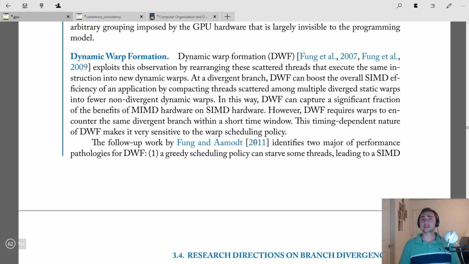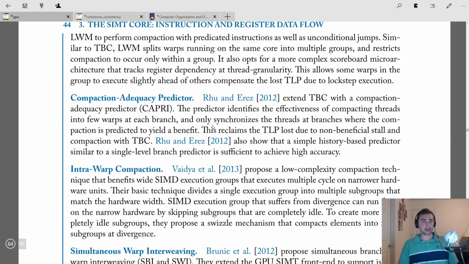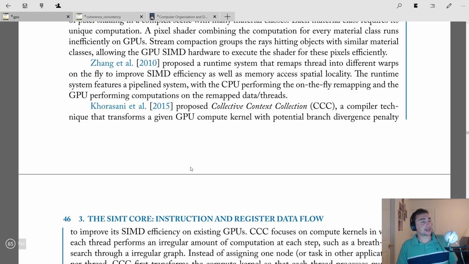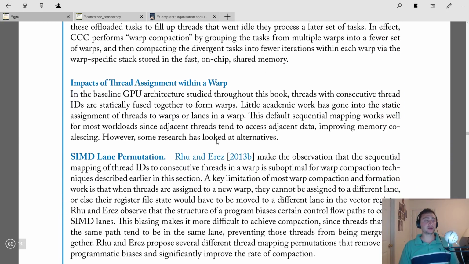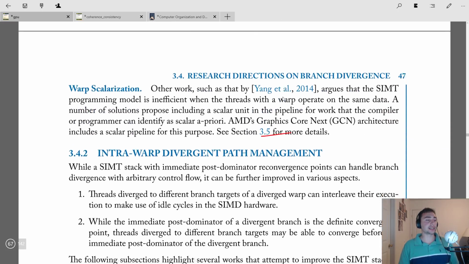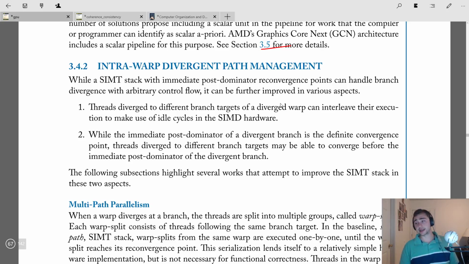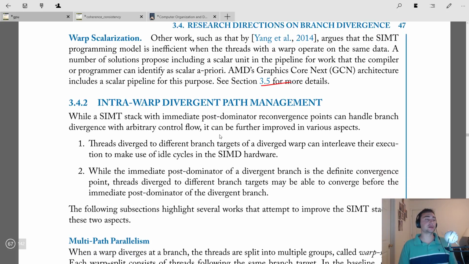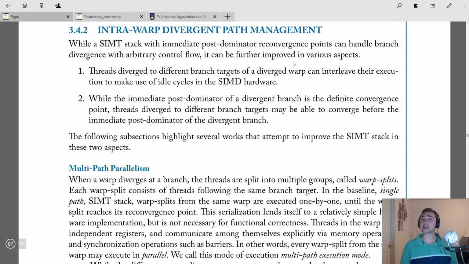So as you can see, a lot of this work was done in the very early days of GPU architecture. So you see papers from 2007, 2011, and even some of the later work being in 2015 or so, right? So this work is very mature now in the field of GPU architecture. So next time, in the next episode, we'll go ahead and start talking about the second big topic on SIMD core architecture and survey this research, which deals with intra-warp divergent path management. But that's going to go ahead and do it for today.